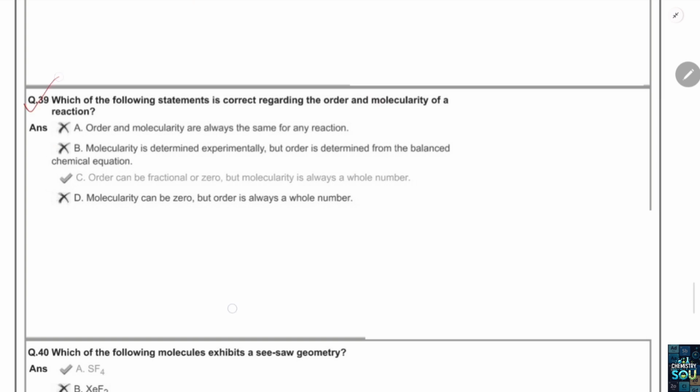In question number 39, which one of the following statements is correct regarding the order and the molecularity of the reaction? Order and molecularity are always the same, no. For an elementary reaction, they are the same. Molecularity is determined experimentally, but order is determined from the balanced chemical equation. That's not true. Order can be a fraction or 0, that is true, but molecularity is always a whole number, that is true. Option C is correct. Molecularity can be 0, but order is always a whole number, that is not true. So option C is correct.